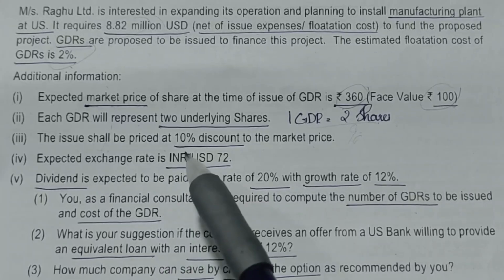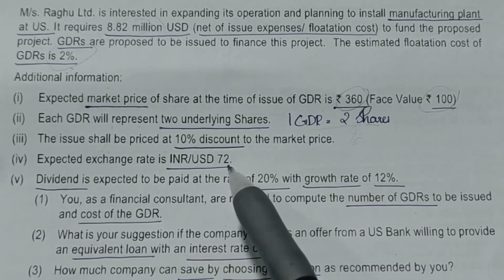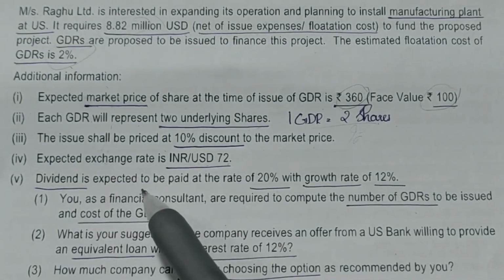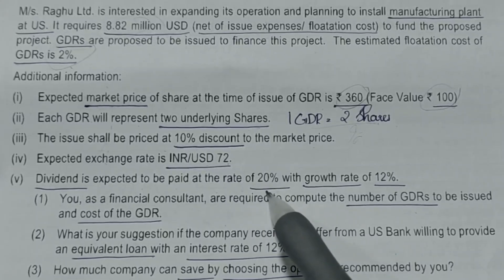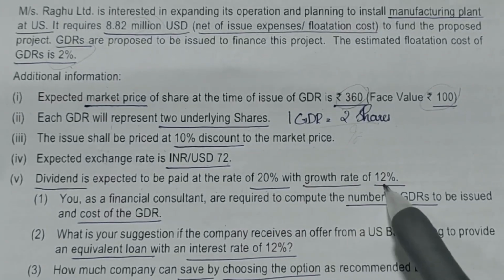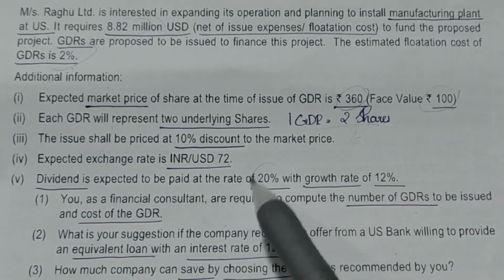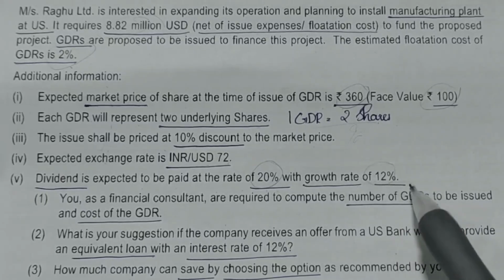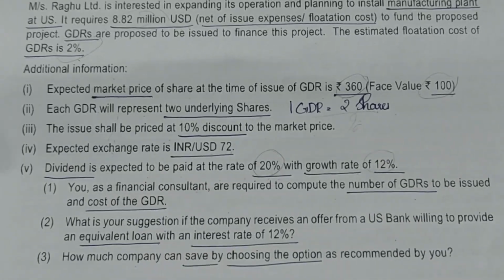Expected exchange rate is INR to USD 72. Dividend is expected to be paid at the rate of 20% with growth rate of 12%. Dividend 20 and growth rate is 12%.